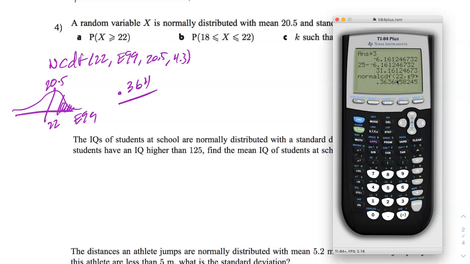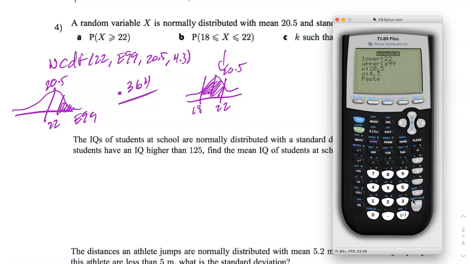Three sig figs. The next one, they want between 18 and 22. So easy. Here is 20.5. 18 and 22 are about equally close, it doesn't really matter. So it's going to be second, normal CDF. We're going to go 18 to 22. Everything else stays the same. And I get 0.356 if I round to 3 sig figs. It's about 35%.